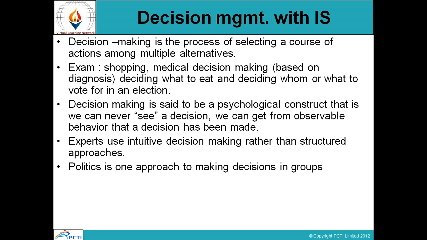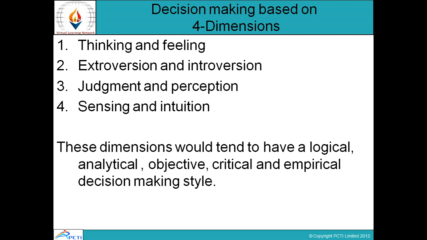Experts sometimes use intuitive decision making rather than structured approaches. Politics is one approach to decision making in groups. Politics plays a very important role in decision making. So basically, decision making is based on four dimensions. First is thinking and feeling. Next is extroversion and introversion. Third is judgment and perception. Fourth is sensing and intuition. These dimensions would tend to have a logical, analytical, objective, critical, and empirical decision making style.